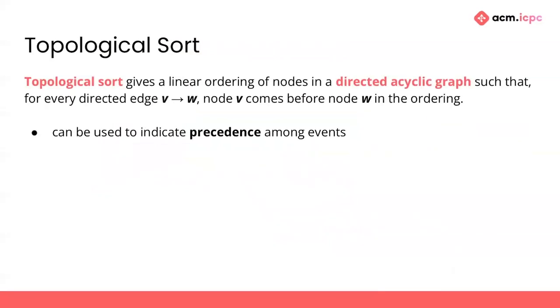Okay. So now that we have discovered the concept of a directed acyclic graph, we'll go over another algorithm called topological sort. Topological sort is often used to indicate precedence among events. For example, like course requisites, it will tell you which course you have to take before another course. Basically what it does is give a linear ordering of nodes in a directed acyclic graph such that for every directed edge from V to W, node V will come before W in the ordering.